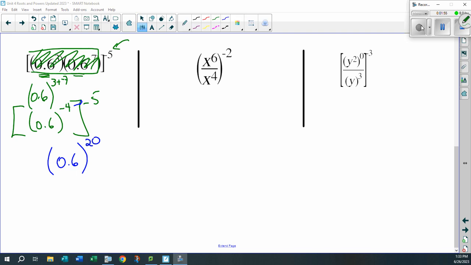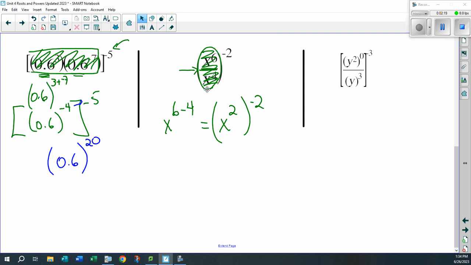So, how about this one then? Again, follow the rule of BEDMAS. Do what's inside the bracket first to see if it can be simplified. This one, yes, of course it can. Look, that's a quotient. Remember that line here means to subtract. x to the 6 minus 4, which is x to the 2. Now, that's all done with then. All to the power of negative 2.